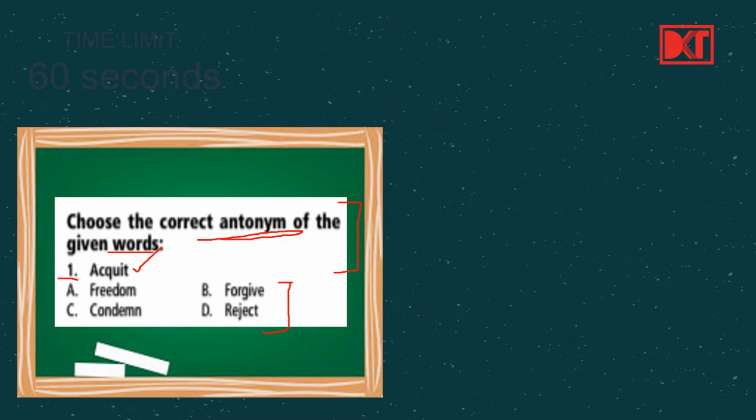Now here the correct answer is C. Condemn. So acquit means freeing someone from some charge, or giving them freedom and saying that no, they're not guilty, right? Whereas condemn is the opposite, which means telling someone that they are guilty, condemning a charge or condemning a person. Now the other words, like freedom, is a synonym of acquit, forgive could again be a synonym. Then we have reject, which means saying no to something. Alright.